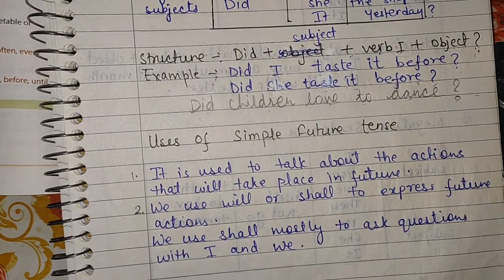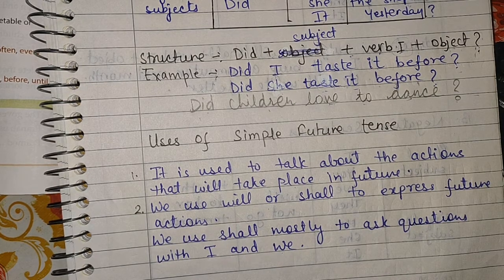Simple future tense. The future tense talks about the actions that will take place in future, or the time which hasn't come yet. It doesn't mean that it will be 2-3 days after, or 5 months after. It is not like that. Future means it can happen in the next moment also, within half an hour also. So future means the time which is about to come.